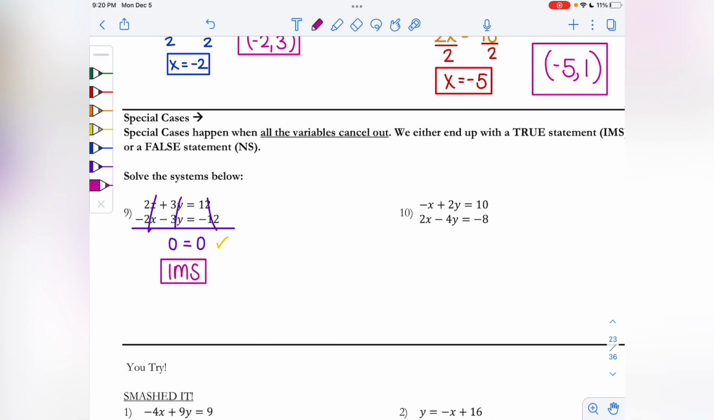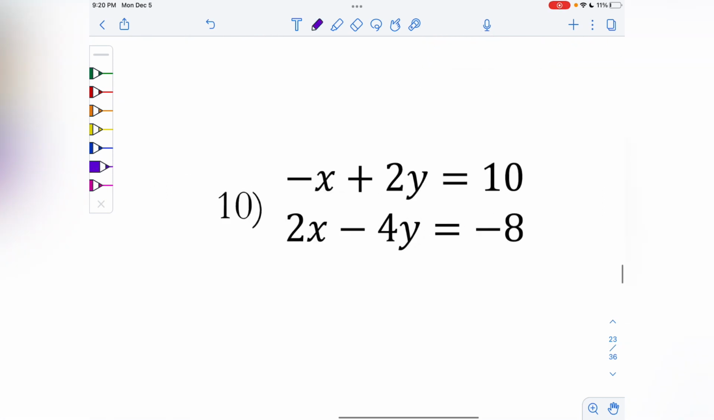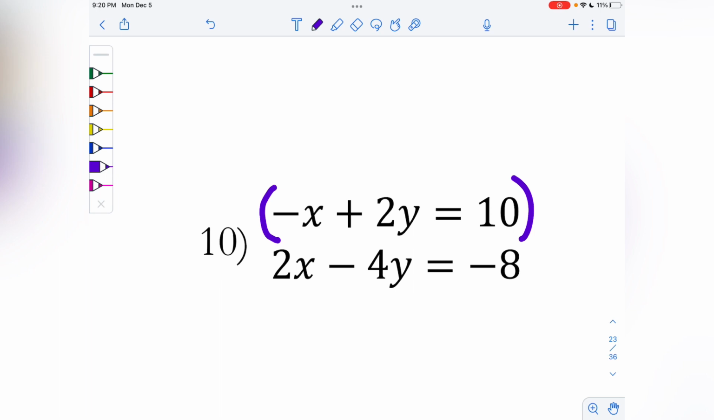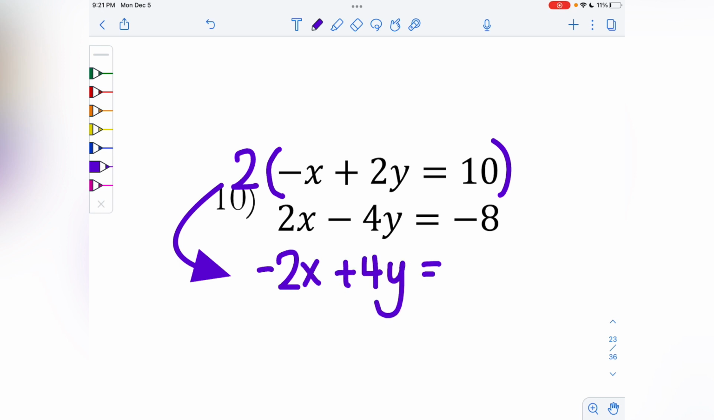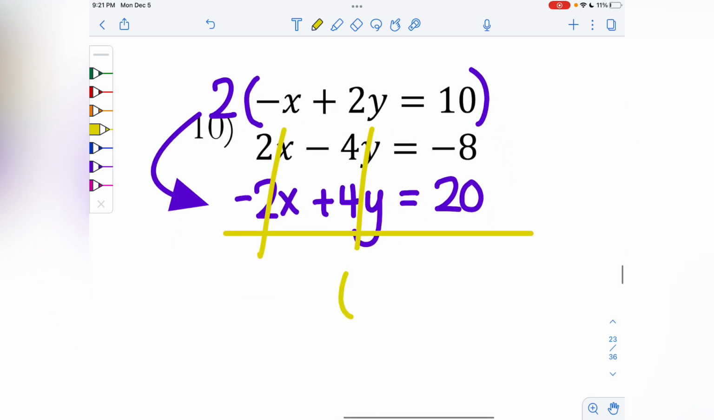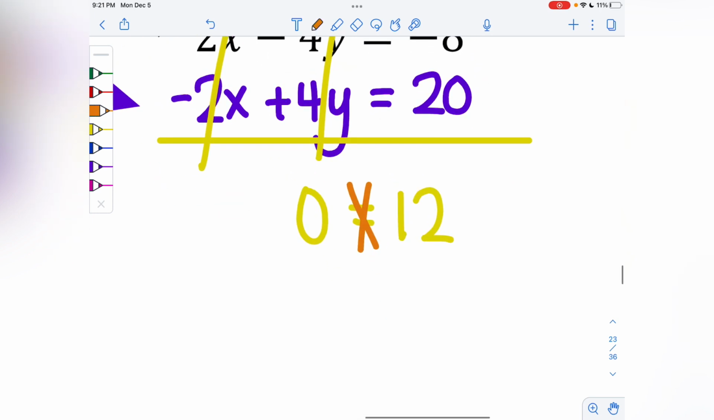The second example, let's see, nothing cancels really nicely, so I need to multiply this top equation by 2 in order to get my x's to cancel. So if I multiply the top equation by 2, I'm going to put the answer right down here. I get -2x plus 4y. 2 times 10 is 20. And what this results with is a false statement because notice my x's cancel, so do my y's. So I have nothing left on the left, which is 0. But I have 12 on the right. And 0 is not equal to the number 12. So that is a false statement, which means this is a no solution.